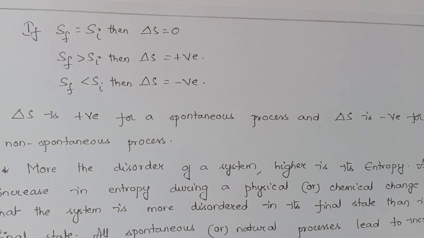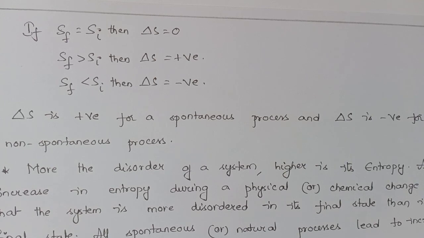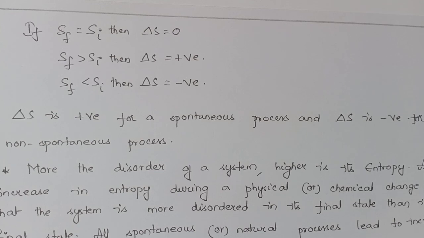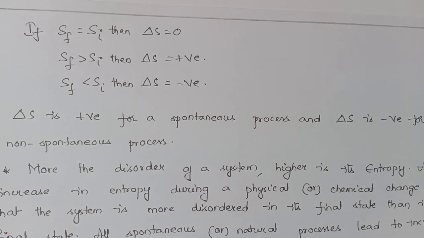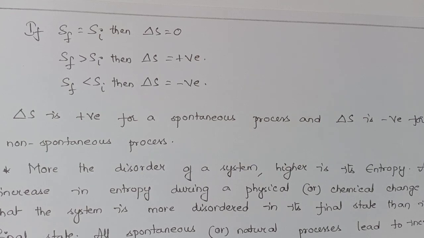Suppose if SF is less than SI, 60 minus 80 is minus 20, then delta S will be negative. Okay, so write all these three, students. SF is equal to SI, delta S is equal to 0. If SF is greater than SI, then the value of delta S will be positive. If SF is less than SI, then delta S is negative. All these we have done taking the formula delta S is equal to SF minus SI.